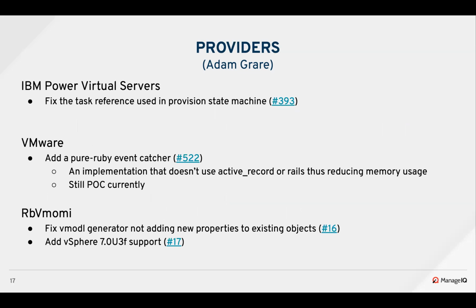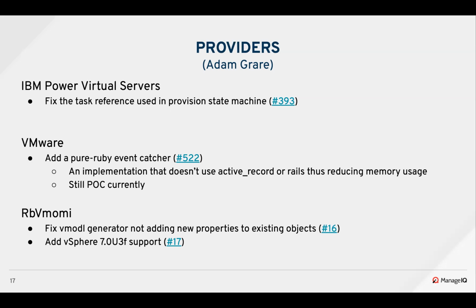For Power VS, they fixed an issue where the task reference was picking up the incorrect value. There was some refactoring done when they went from provisioning only templates to VMs, and when they added the ability to provision a VM to a template. Some of the code got dropped, and so they were looking at the wrong reference. This was raising an error, and so the provision task was never completing successfully, so they fixed that one up.